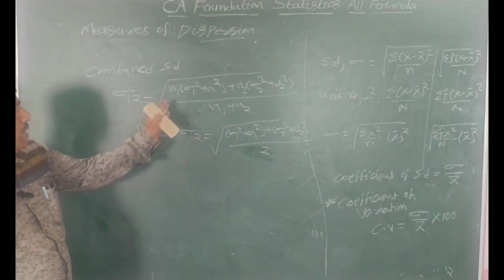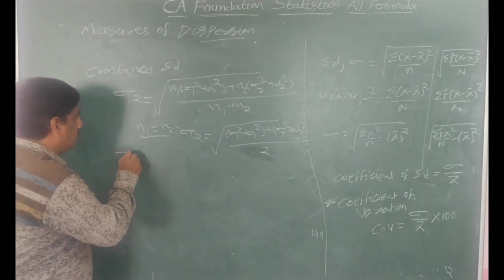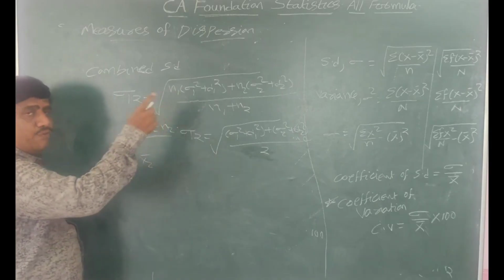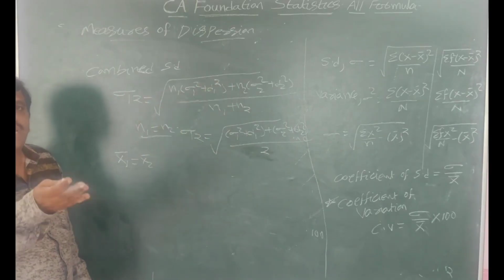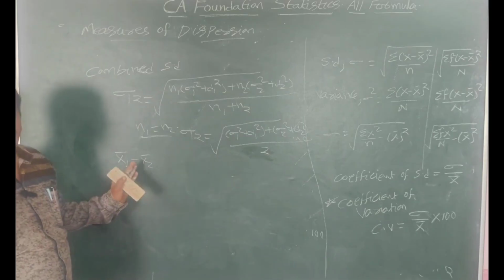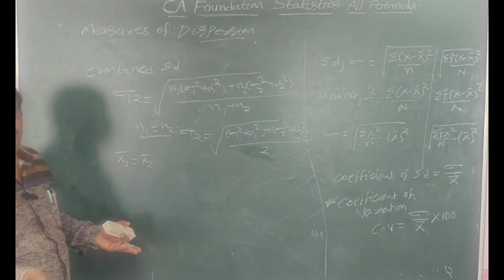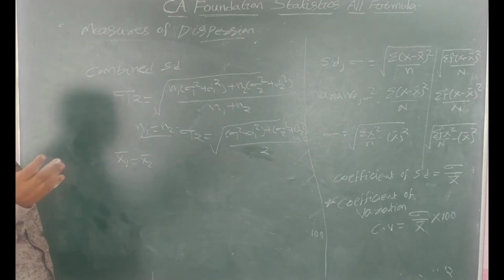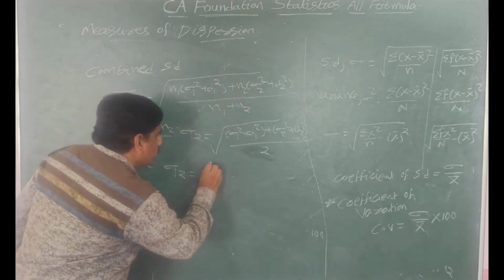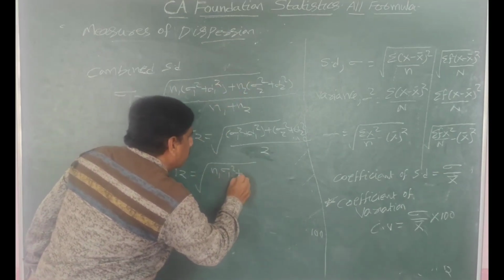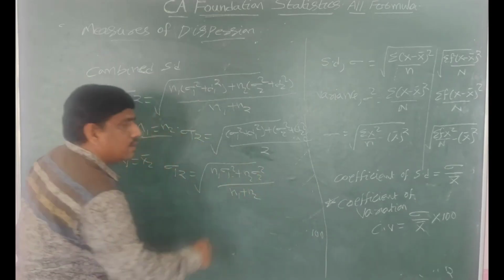When n1 and n2 are equal, you have to delete n1 and n2. This is the formula. If only the means are equal but the number of observations are not equal, then remove d1 and d2 in the formula. Why? Because the deviations will become 0. When means are equal, the combined mean will also be equal to this value. x1 bar minus x12 bar is 0, x2 bar minus x12 bar is 0. So d1 and d2 are 0, and the combined SD formula is the square root of n1 sigma 1 square plus n2 sigma 2 square, divided by n1 plus n2.